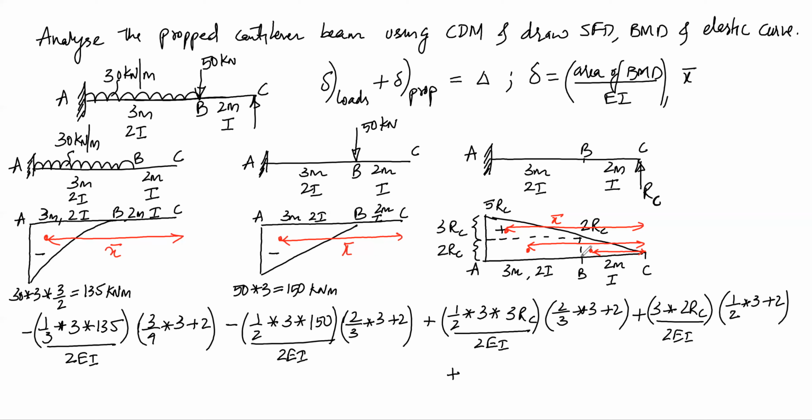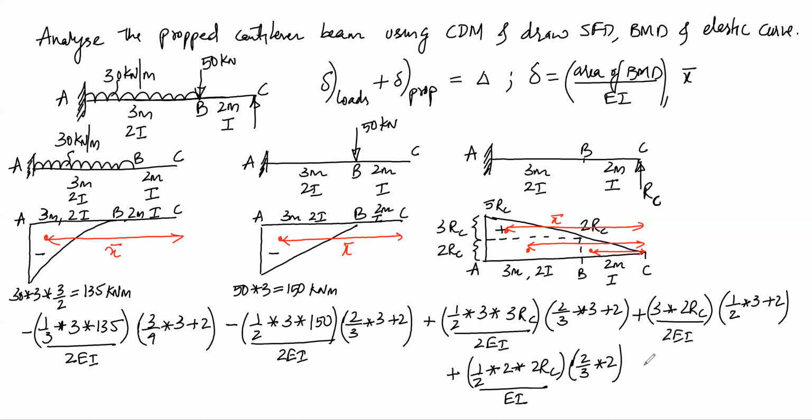plus the smaller triangle lies in 1 EI region, so the area is half into base into height of this triangle is 2 times RC, so 2RC, but this will be divided with 1 EI, so it is simply divided by EI, and the centroidal distance for the small triangle is 2/3 of 2, 2/3 of 2.